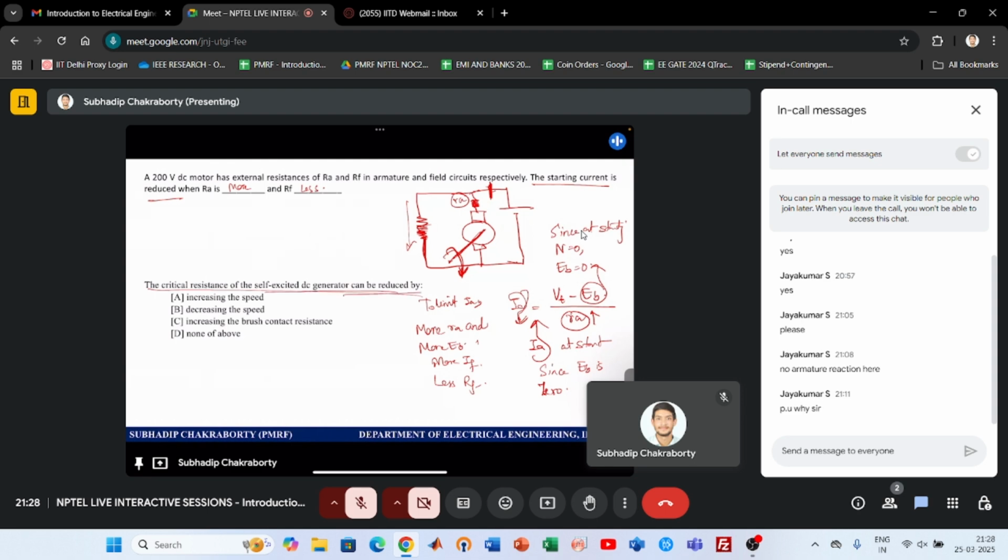And the critical resistance of the self-excited DC generator can be reduced by. So you think of this. So the critical resistance line is like this. And if you want to reduce the critical resistance, which is reducing the slope of this line, you can actually reduce the speed, right? So then it will give lower RF critical.